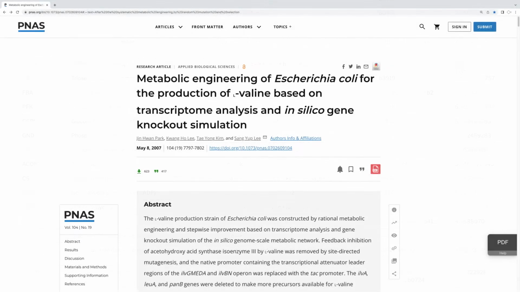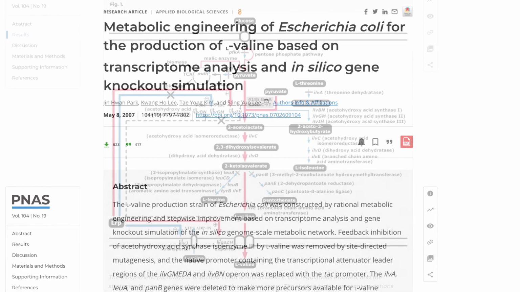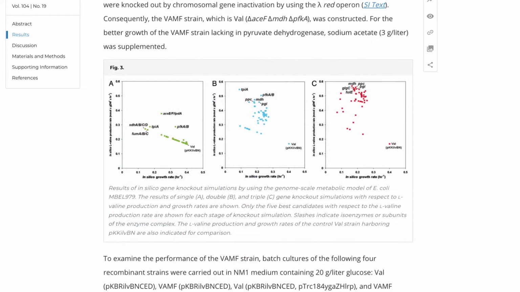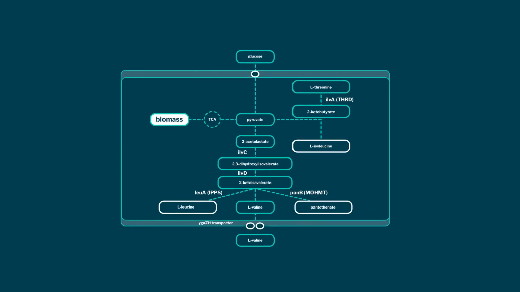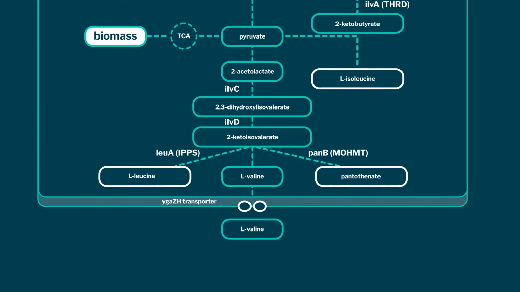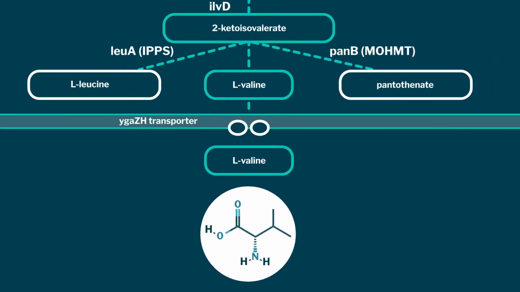The following example is based on a publication from Professor Sang-Yup Lee's group, which uses a metabolic engineering approach to produce L-valine in E. coli. By selectively knocking out genes to remove competing pathways, they were able to channel flux specifically through the valine biosynthetic pathway to synthesize this commercially valuable amino acid.